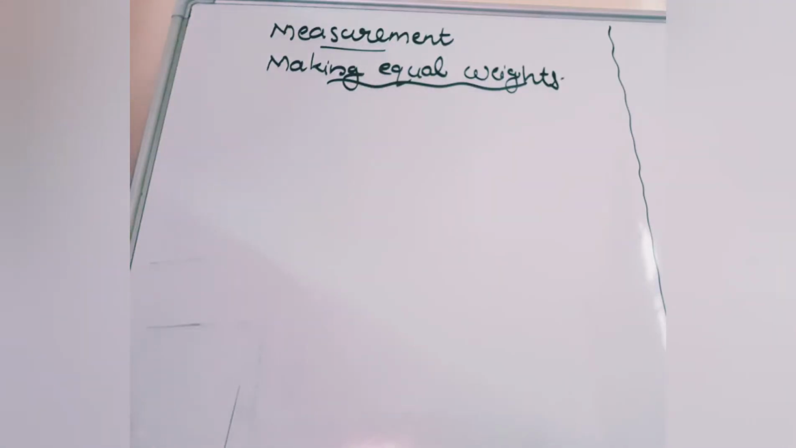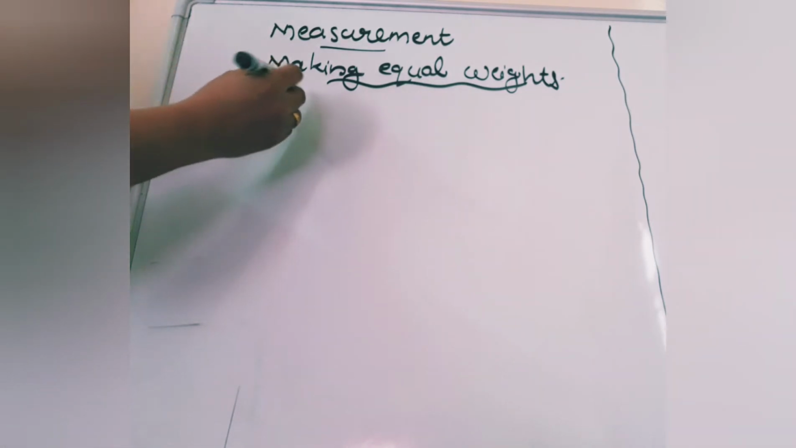Welcome back to CBSE Maths Class 3. Today our topic is making equal weights. We have already learned conversion in measurement like kilogram to gram, gram to kilogram, etc. Right? Bigger quantities are measured in kilogram, smaller quantities are measured in gram. Now how can we make equal weights?